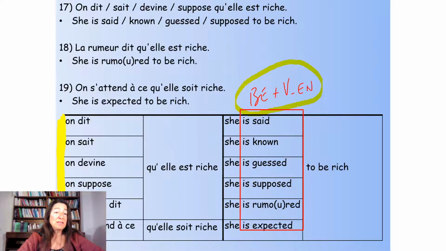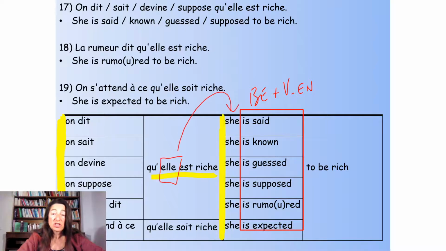And then since we're using the passive voice, we need to start with the object of the active voice as our subject for the passive voice. Okay, so she here, and then the passive voice be plus VN is said, is known, is guessed, is supposed, is rumored, is expected to be rich. Yes, to be rich. So that's the last part. We need to remember to use to plus V0 for the end of this sentence.